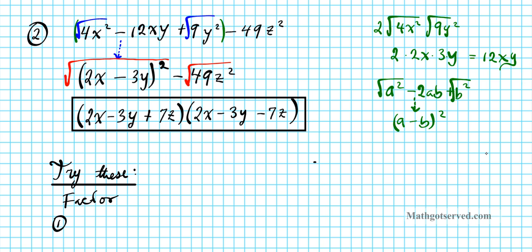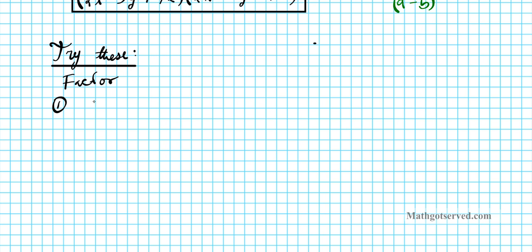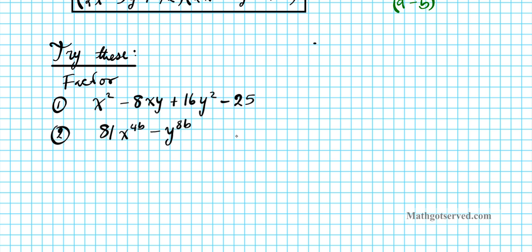Number one, factor x squared minus 8xy plus 16y squared minus 25. And then number two, I want you to try factoring 81x to the 4b minus y to the 8b. Okay? All right, so try these two problems out.